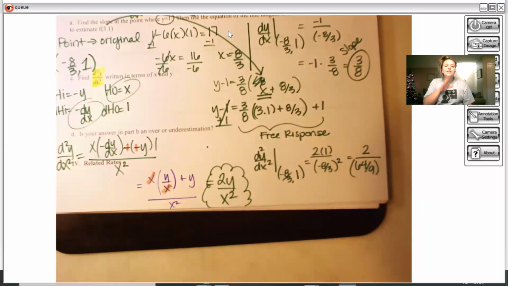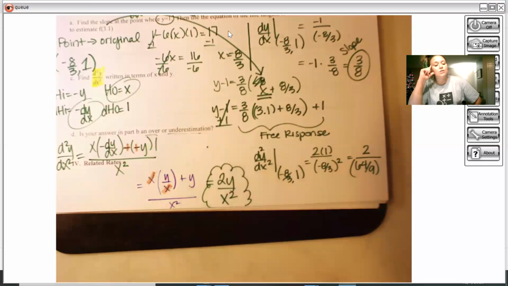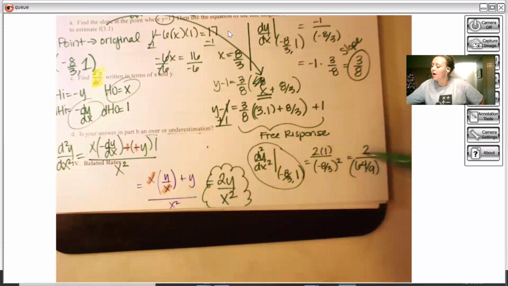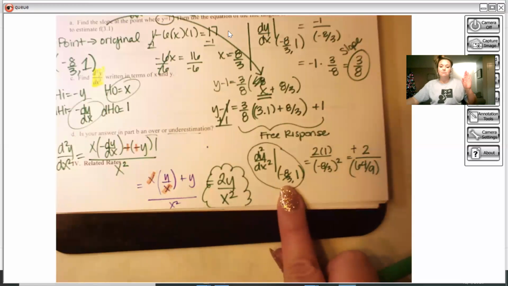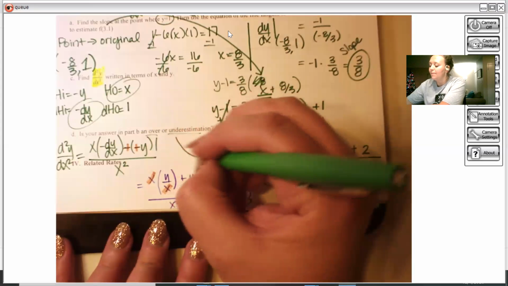Okay, now we could get into what the specific answer is. I could multiply by the reciprocal of this, and so on. However, all they want to know is whether my answer in part B is an over or an underestimation, which means I really only care about concavity. If the second derivative comes out positive, which it did, because the negative on my negative 8/3 canceled out. Remember, we squared it, it's gone. So if this comes out positive, that tells me that my graph is concave up.